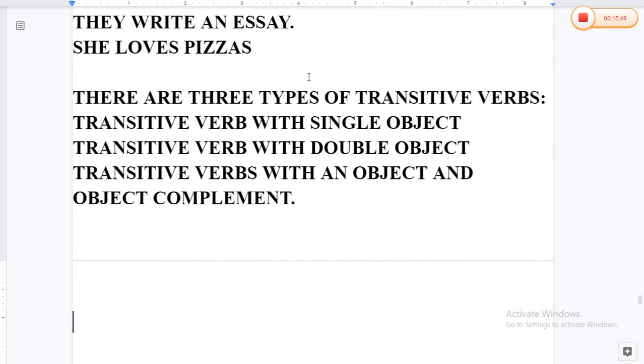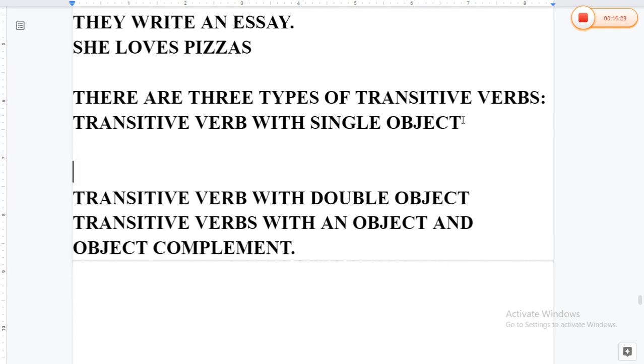Transitive verbs are the verbs that transfer the action from subject to object, and they are of three types. These are transitive verb with single object, transitive verb with double object, transitive verb with object and object complement. Is it clear? Yes, sir. Okay, so I will give you some examples of transitive verb with single object.